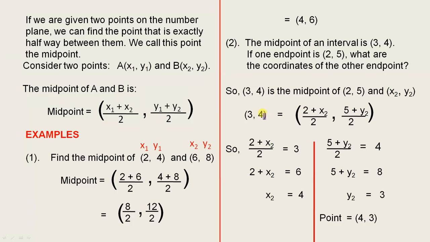So 3, 4, so the midpoint will be the sum of the x values, so the x coordinate will be the sum of the x values over 2, and the y coordinate of the other endpoint will be 5 plus y2 over 2. So if 2 plus x2 over 2, that must equal 3.